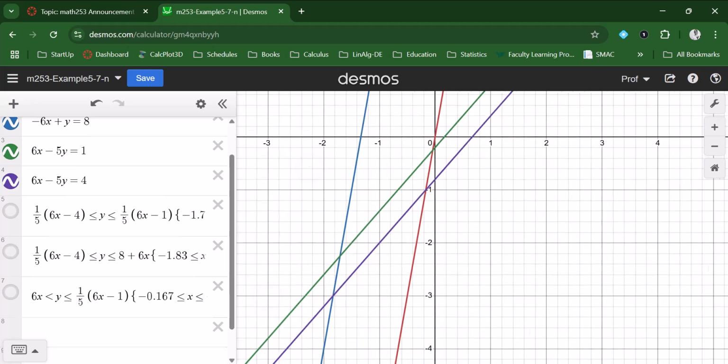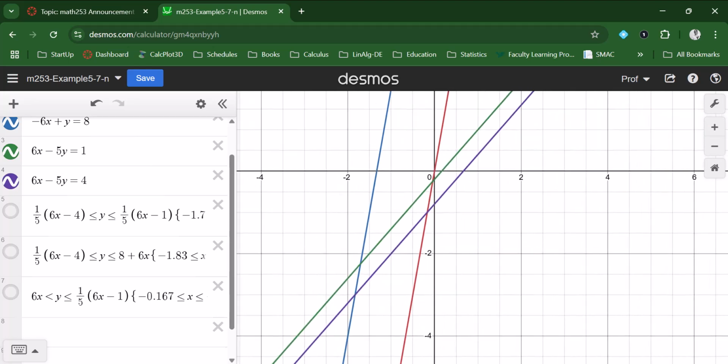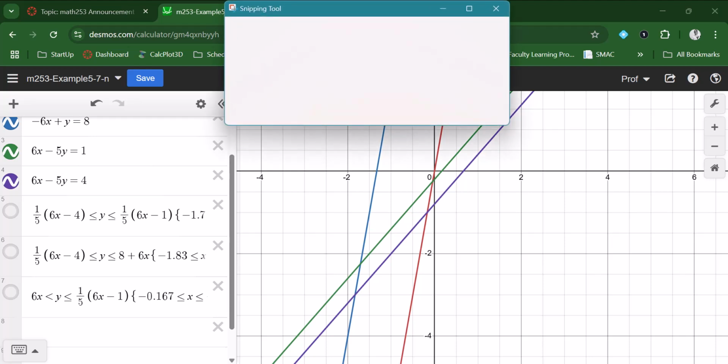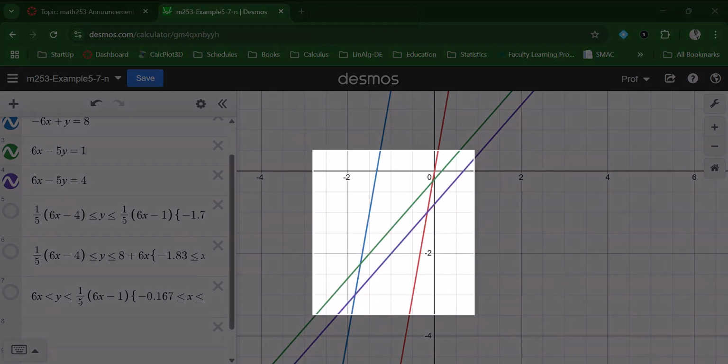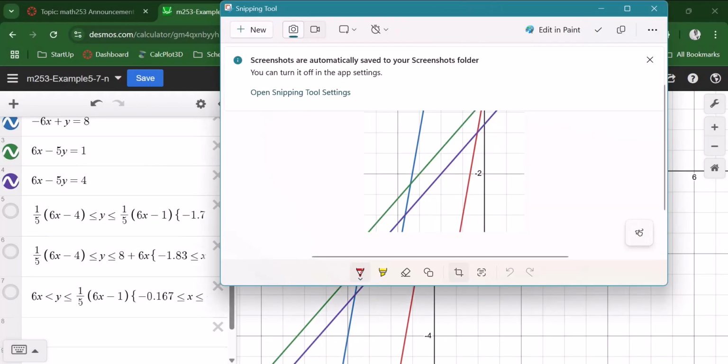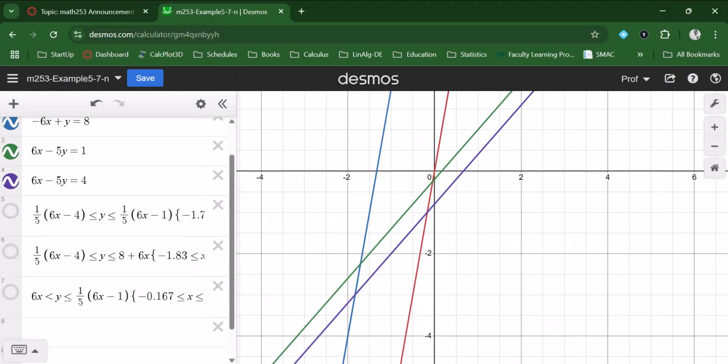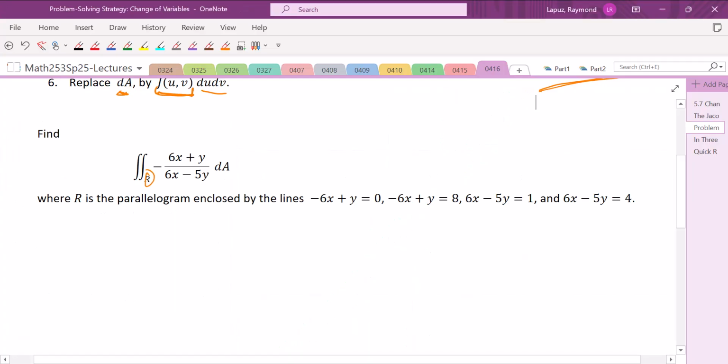Okay, so let me take a picture of that to put in our notes. It looks like most of it, all of it, is happening in the 3rd quadrant. Not that that makes it any easier.